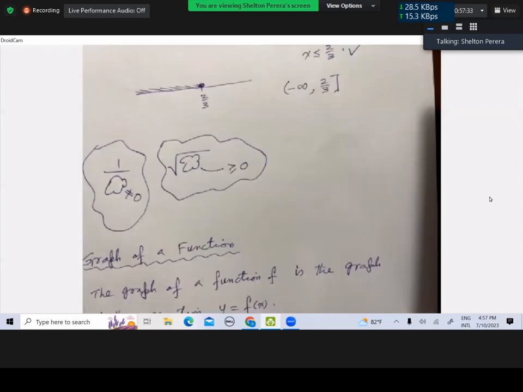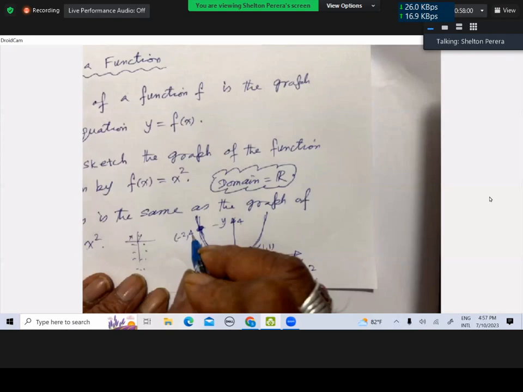So we know the graph of the function f of x equals x squared. Look at this. When x equals 1, y equals 1. That is, (1, 1) is a point on the graph. (-2, 4) is also a point on the graph of that function.